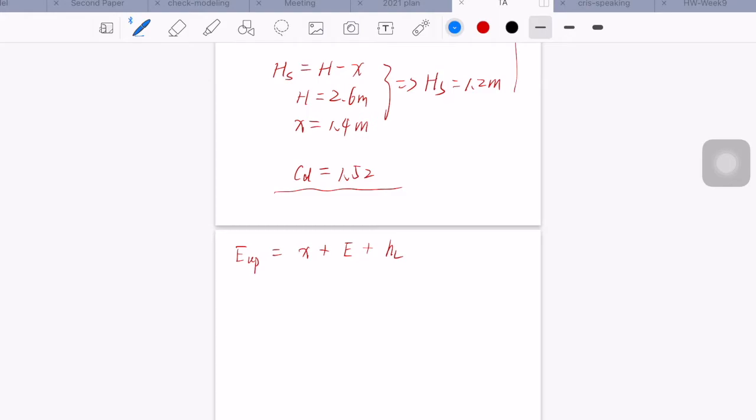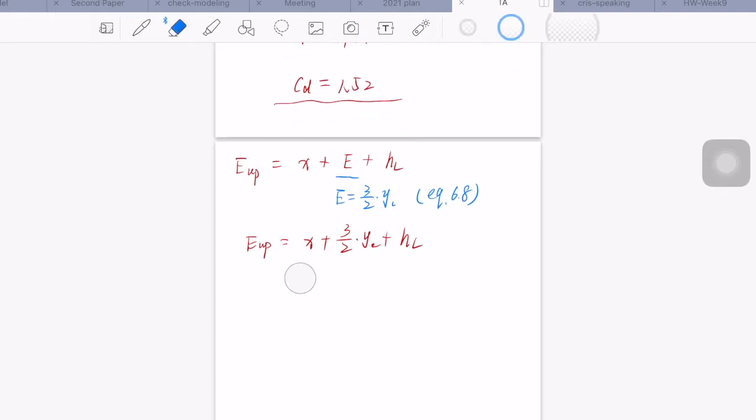And we know the specific energy at the critical section should be equal to 3/2 times y sub c. This is equation 6.8 in the textbook. So now this equation can be rewritten as E sub UP equals x plus 3/2 times y sub c plus the head loss.